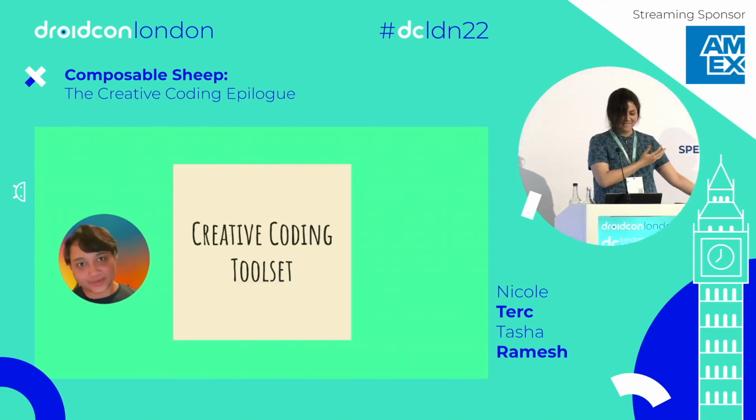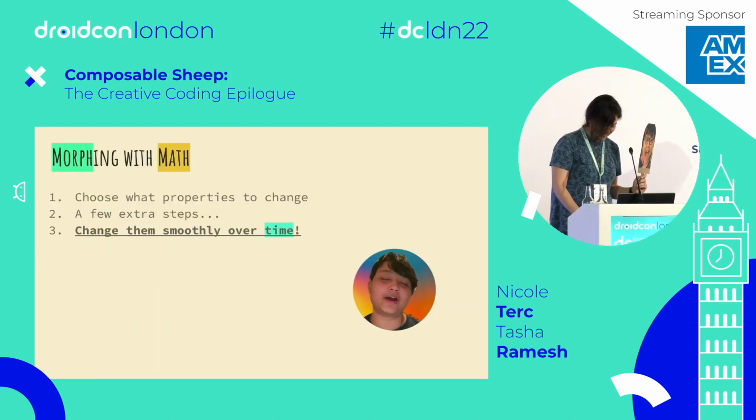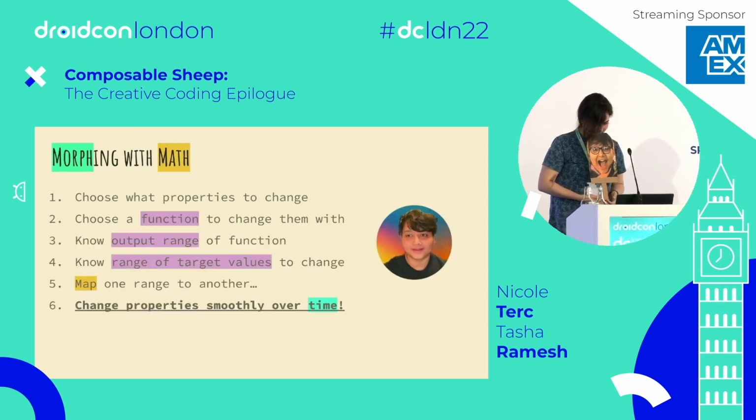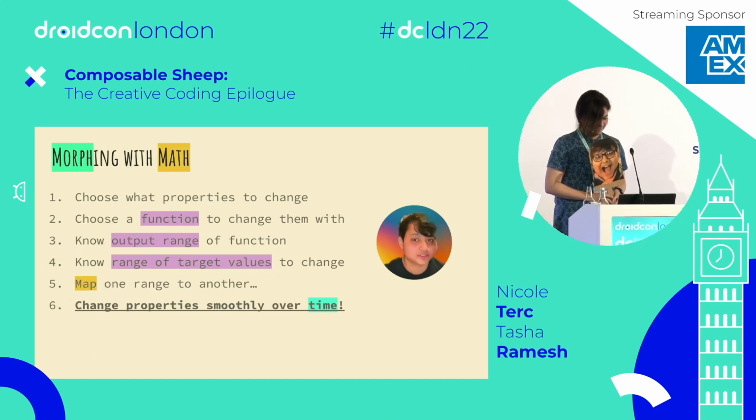So in order to work with functions and time and have those change visual properties, I'm going to walk through a few ideas that we'll end up coming back to. So let's expand upon the extra steps of how we get these visual properties to change over time with functions. So we'd want to choose a function that would shape the kind of change that we're looking for, and then we'd want to know the output range of that function.